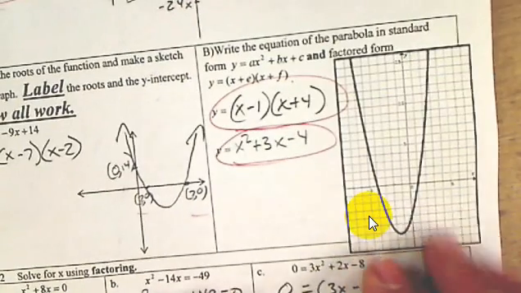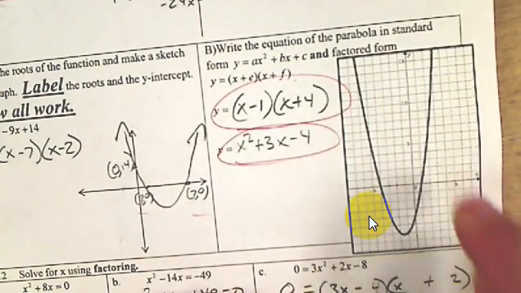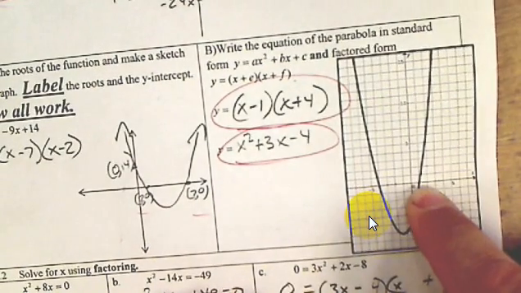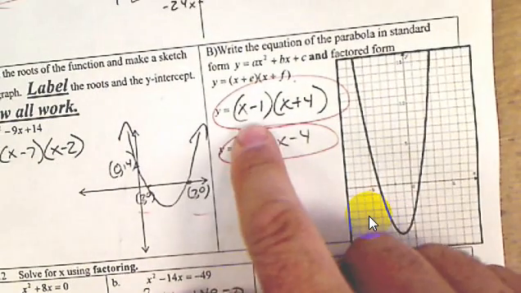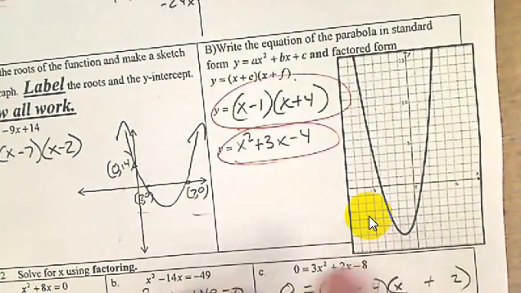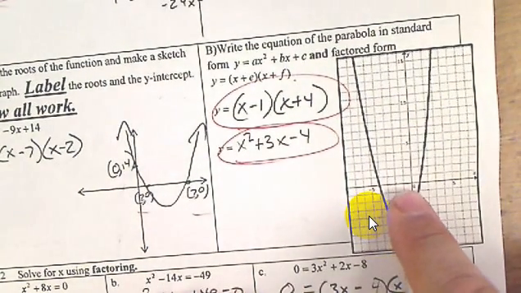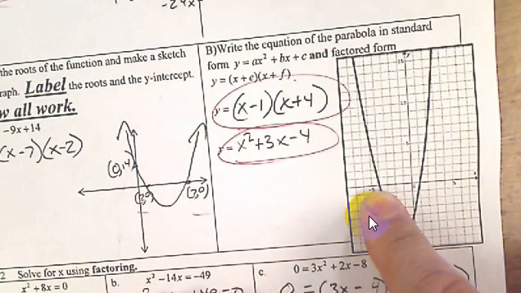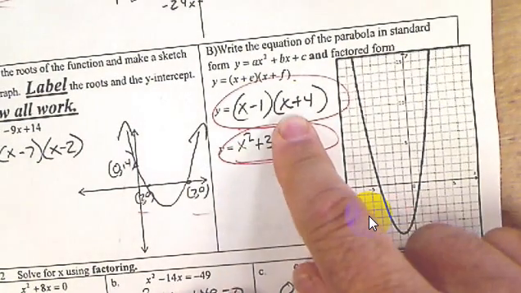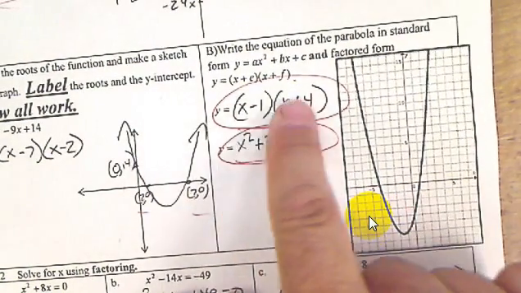And give a sketch. This is just going in reverse. 1, 0. So then the factor would be x minus 1 since they're the opposites. 1, 2, 3, 4. -4, 0. So that'd be x plus 4. And then I just multiplied it together to get that guy.